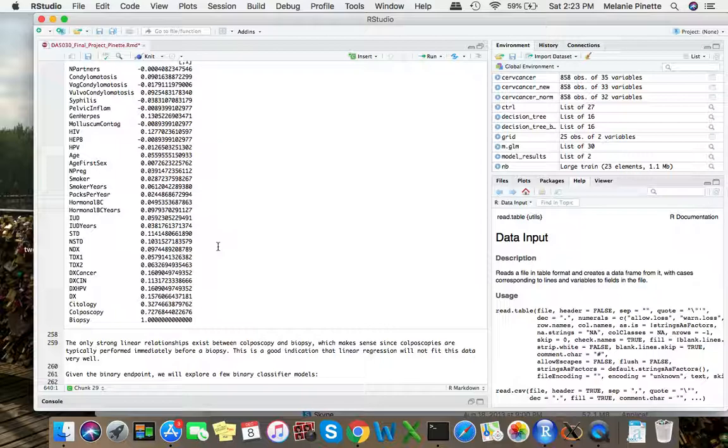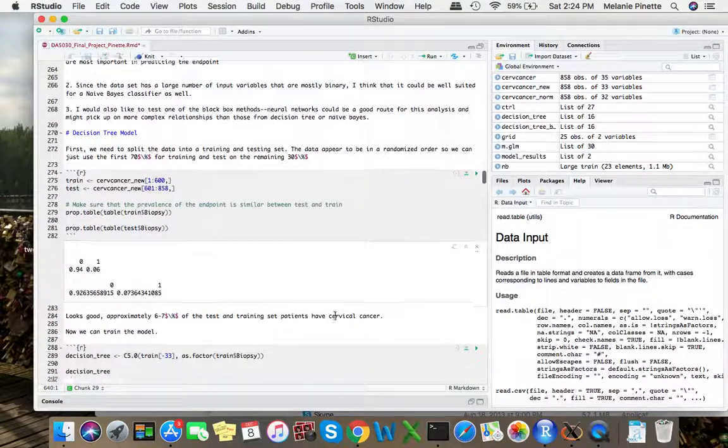Our next step is to determine our modeling approach. Given the binary endpoint, we're going to explore a few binary classifier models. First, we'll look at the decision tree model, which is well suited because they can handle large amounts of data in many columns and are very transparent about their output. So we can learn a little bit about the variables and features that are most important to the endpoint. Second, we'll try a naive Bayes classifier, which is very good with a large number of inputs that are mostly binary. And then I'd like to test a black box method, so a neural network might be a good route for this analysis to show complex relationships that might exist between these variables.